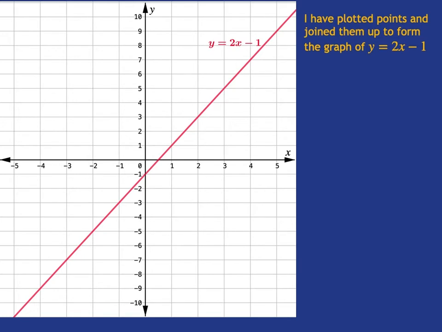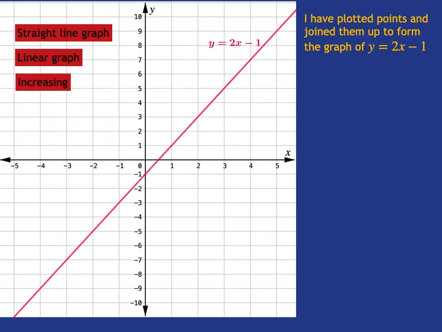Before we start reading points, I just want to go through a little vocab. We call this kind of graph a straight line graph for obvious reasons. And another way we can say straight line graph is to say linear graph. So you'll often hear that term used. And then this graph here is an increasing graph. And we call it increasing because as the x values go up, as they increase, so the y values also go up and increase.